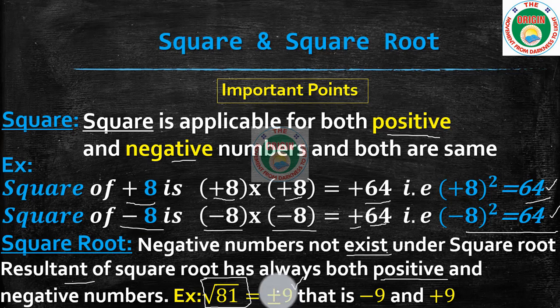Plus or minus, what is the meaning of plus or minus? That means both signs exist here. Plus 9 is there and minus 9 is there. Why? In both cases we get the same number. 64 here also: plus 8, minus 8, in both cases 64 is there. That is why plus 9 and minus 9 in both cases we can get 81. That is why the resultant of a square root always has both positive and negative numbers. These are some important points in your higher standards. Make a note of it.